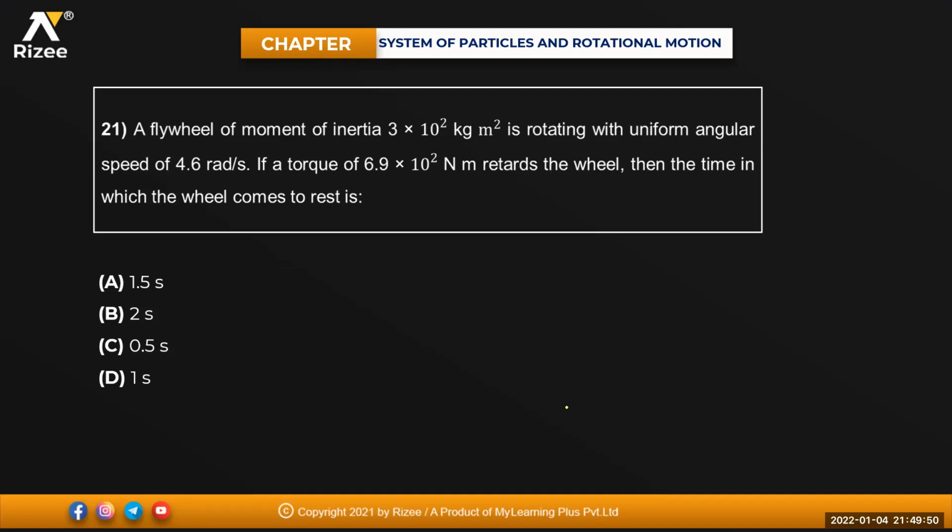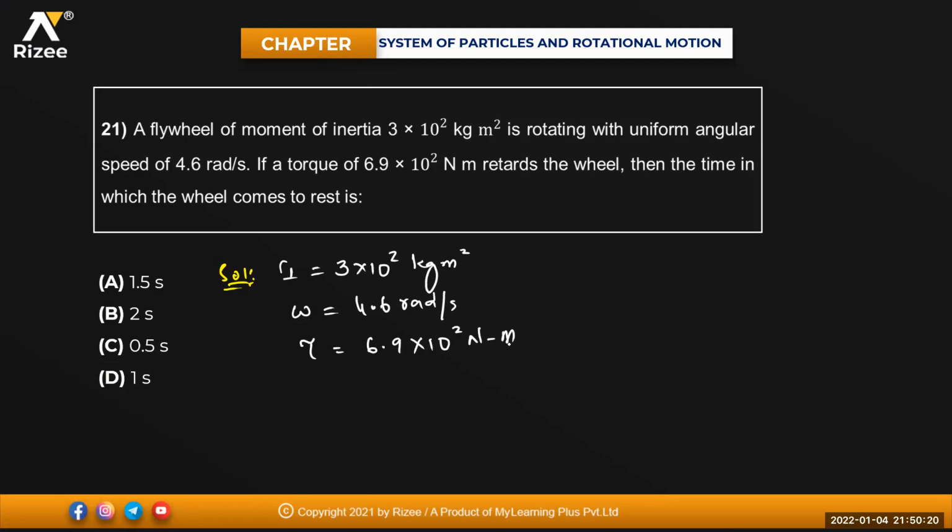A flywheel of moment of inertia 3 into 10 to the power of 2 kg meter square, that means I value is 3 into 10 to the power of 2 kg meter square, is rotating with uniform angular speed. That means omega is 4.6 radians per second. If a torque of tau is equals to 6.9 into 10 to the power of 2 Newton meter retards the wheel, then the time in which the wheel comes to the rest is asking. Isn't it?